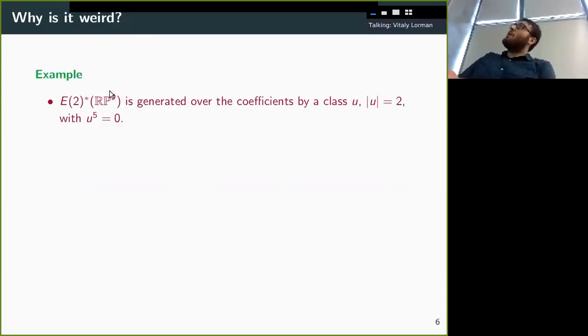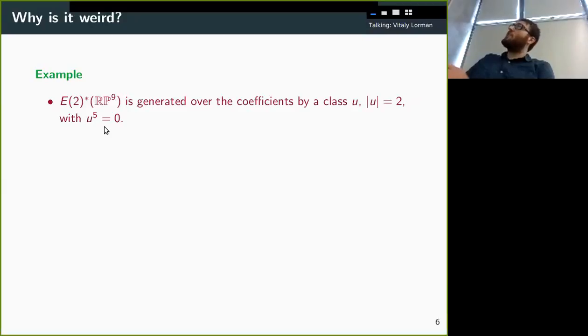So let's look at the cohomology of RP9, just as a kind of random example. If we look at the E2 cohomology, that's complex oriented. We know the E2 cohomology of RP9, and it's generated over the coefficients multiplicatively by this class U in degree 2. This is the first Chern class of the complexified real tautological line bundle over RP9. And this class has the property that if you take its fifth power, then it's in dimension 10. And once you pass the dimension of the space, you get 0. So the fifth power of this class is 0.